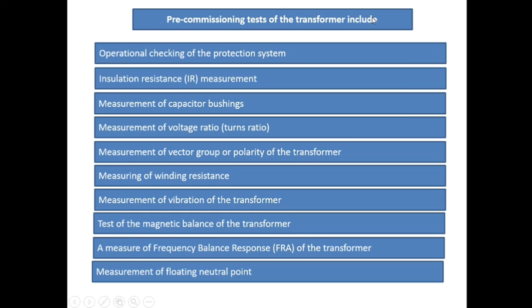Pre-commissioning test of the transformer. Operational checking of the protection system, insulation resistance measurement, measurement of capacitor bushing, measurement of voltage ratio, turns ratio, measurement of vector group or polarity of the transformer, measuring of winding resistance, measurement of vibration of the transformer, test of the magnetic balance of the transformer, measure of frequency response analysis FRA of the transformer, measurement of floating neutral point.